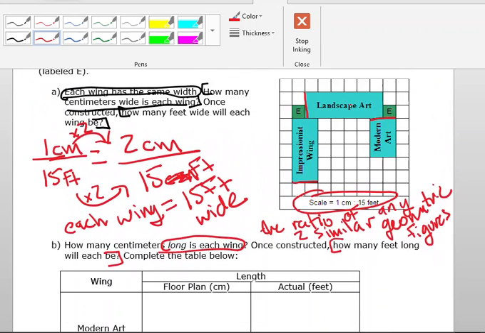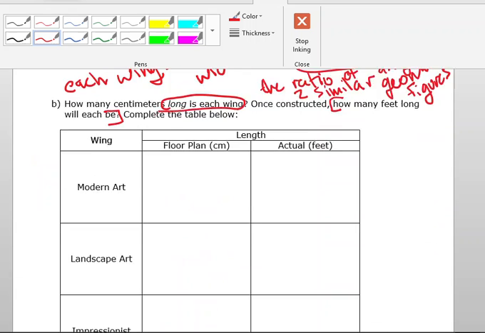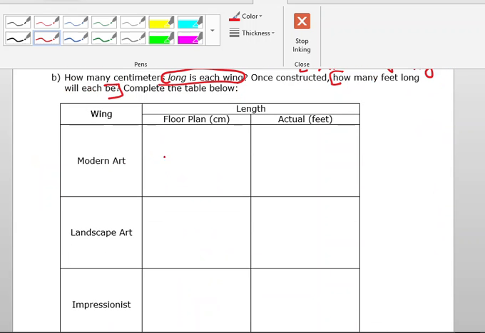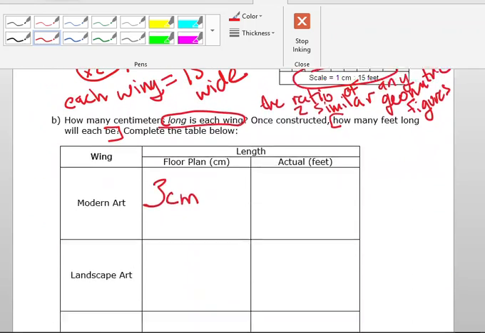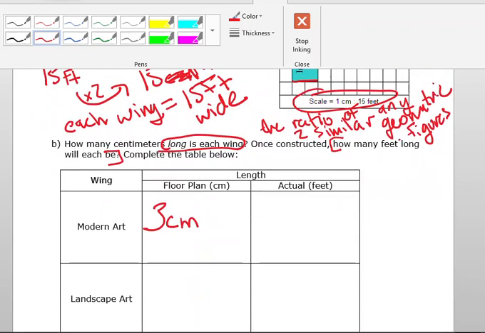let's take a look at the modern art wing. That's 1, 2, 3 centimeters long. So I'm going to put here that my modern art wing is 3 centimeters long. And I know that my scale, once again, I go back up here and look at that key, is that 1 centimeter is equal to 15 feet.